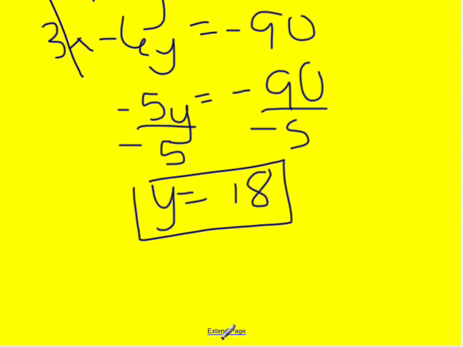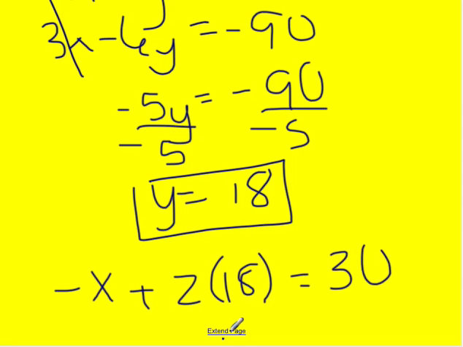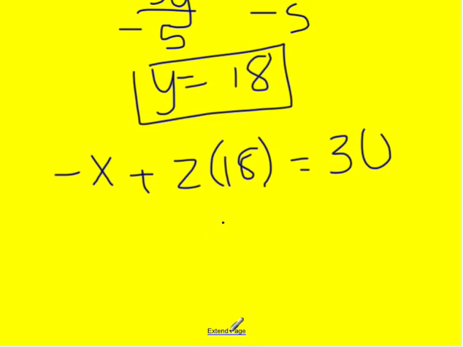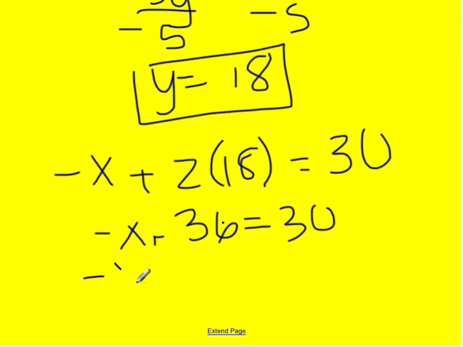So I'm going to go ahead and plug that into one of my originals. So negative x plus 2 times 18 is equal to 30. Okay, so 2 times 18 is going to give me 36. So I get negative x plus 36 is equal to 30. So now I'm going to subtract 36 from both sides.